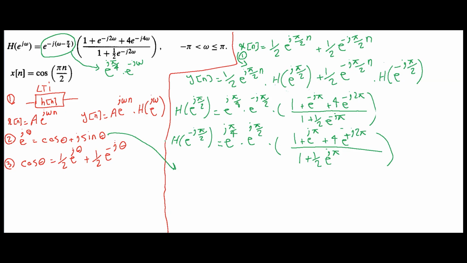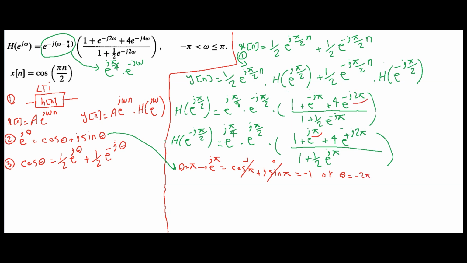Now we need to compute the values of e to the power of minus j pi, minus j2 pi, j pi and j2 pi, and then substitute them. To compute this, we use the second point. For example, if we set theta equal to pi, e to the power of j pi can be written as cosine pi plus j sine pi. Sine pi is 0 and cosine pi is minus 1. The result is minus 1.